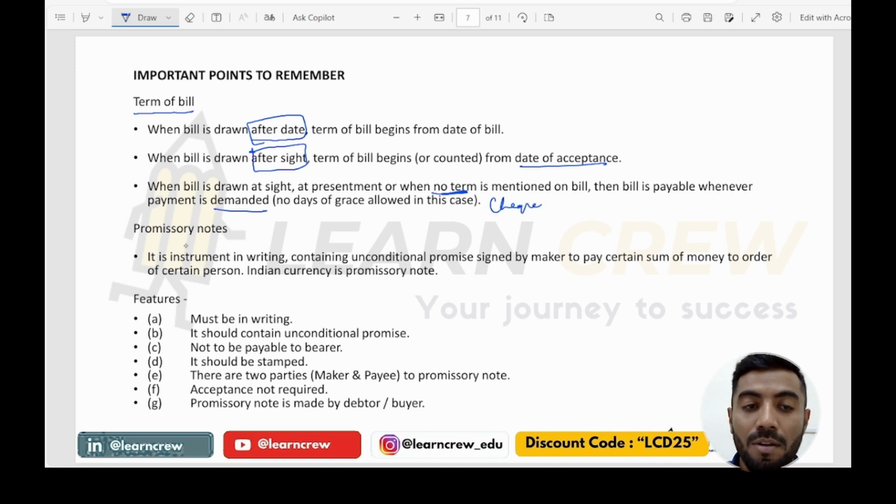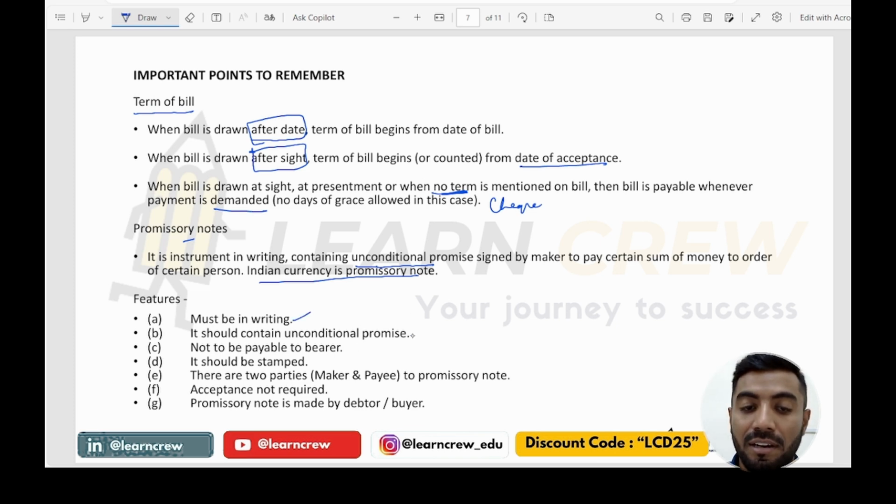Okay. Promissory notes. A promissory note is nothing but an instrument in writing containing an unconditional promise, signed by the maker, to pay a certain sum of money to the order of a certain person. Indian currency is a promissory note. Here there are no days of grace. Only in bills of exchange we have days of grace. Feature: it must be in writing.